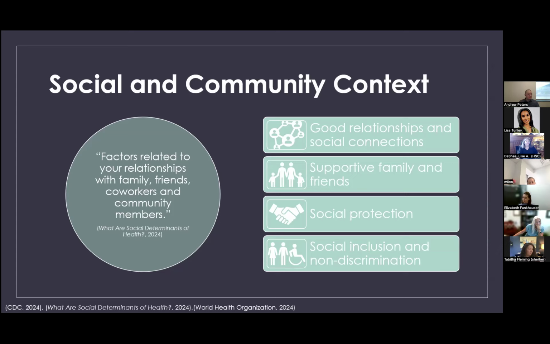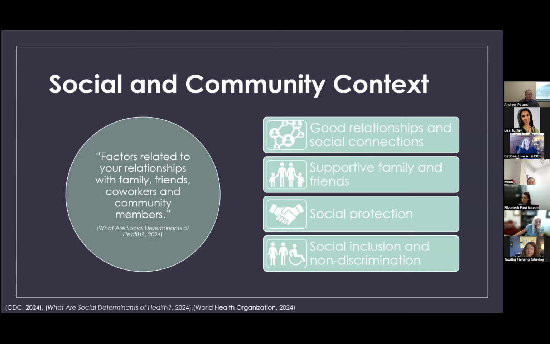Next part of this is not just good relationships and social connections, like the people at work or people you might meet on the street, but also supportive family and friends. This is very important in terms of healthcare outcomes for adults, but also children as well. If children are supported by their families, they're more likely to grow up and have better health outcomes in the future.